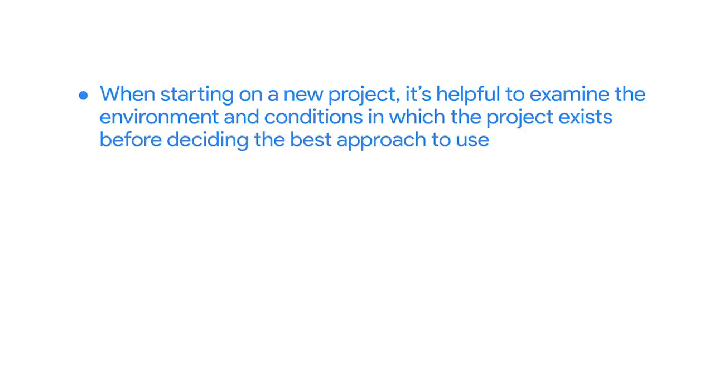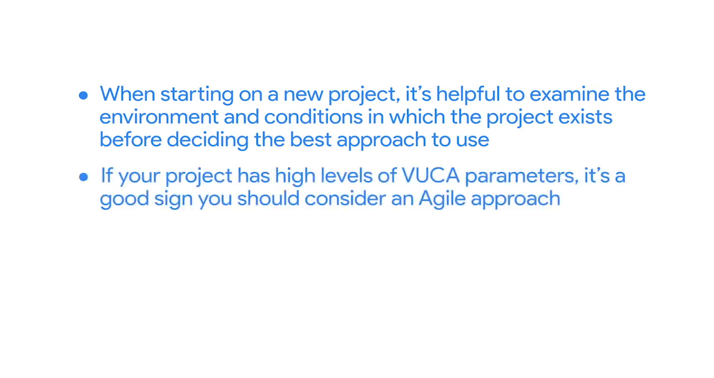When we get started on a new project, it's helpful to examine the environment and conditions in which the project exists before we decide the best approach to use. If your project environment has high levels of volatility, uncertainty, complexity, and ambiguity, then it's a good sign that you should consider an Agile approach.